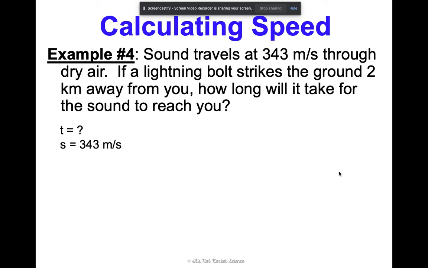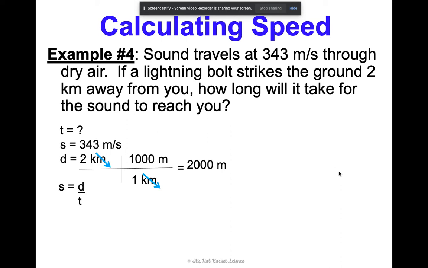We have our speed, which is 343 meters per second. Distance is 2 kilometers. We're going to try to change this into meters by multiplying it by 1,000. So in order to do that, we get 2,000 meters, and then we can set up our problem with distance and speed.